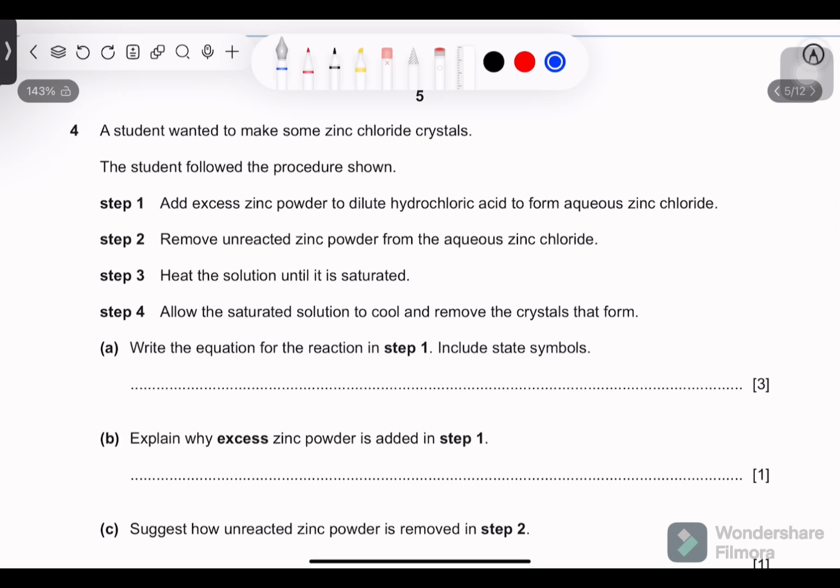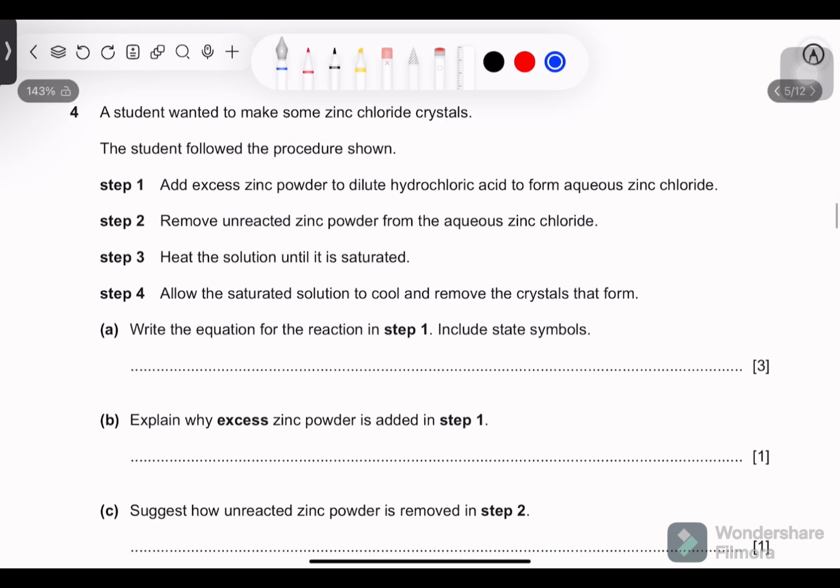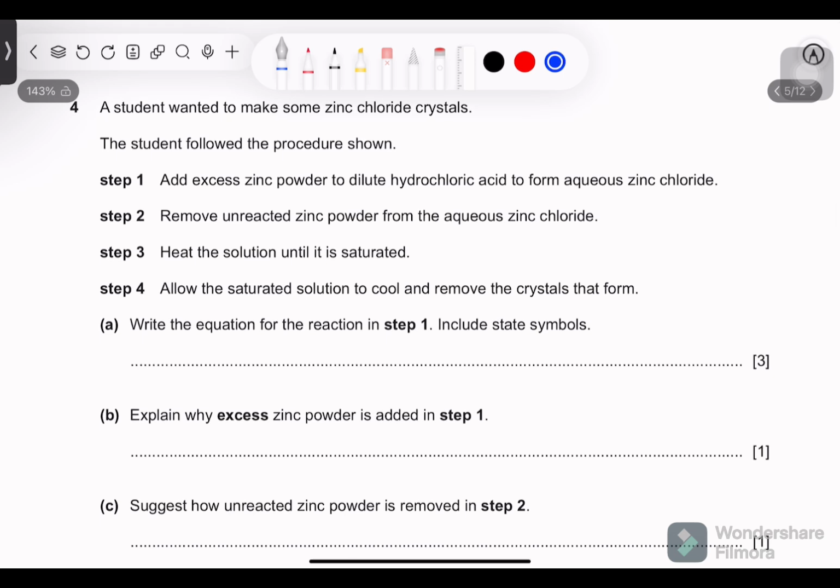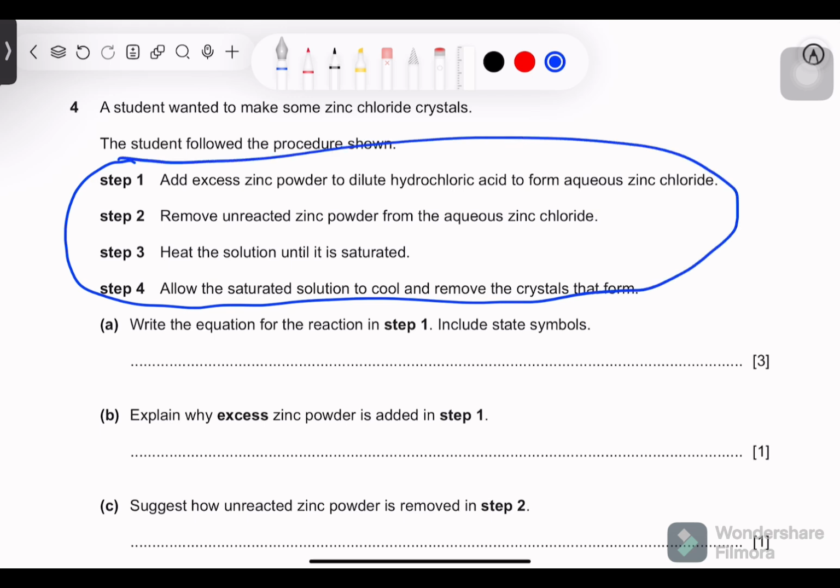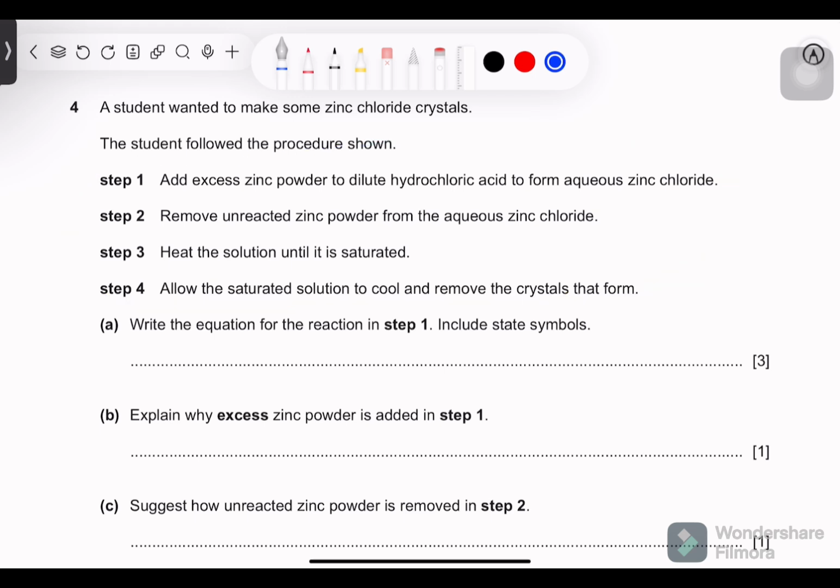A student wanted to make some zinc chloride crystals. The student followed the procedure shown. Add excess zinc powder to dilute HCl to form aqueous zinc chloride. Remove unreacted zinc powder from the aqueous zinc chloride. Heat the solution until it is saturated. Allow the saturated solution to cool and remove the crystals that form. So you should remember these steps because you can get questions on them as well, such as how to produce a salt and what reactions you need to make to produce the salt.